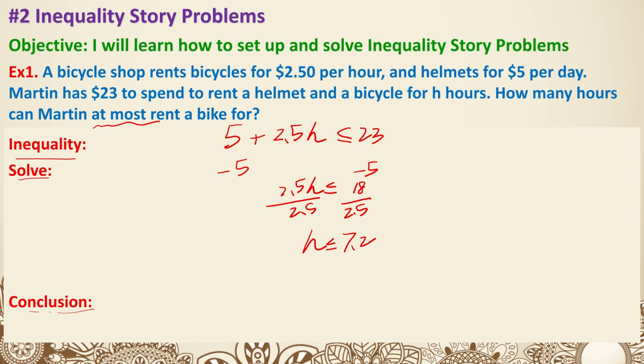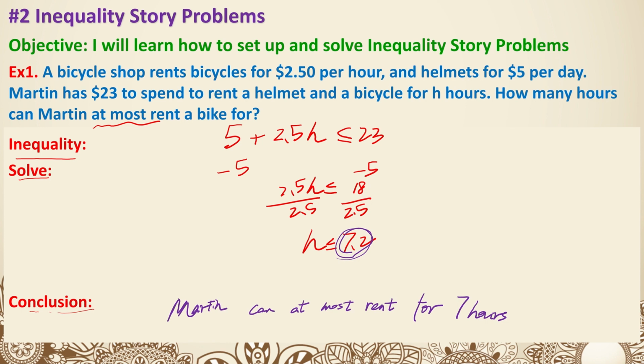Even if you rent it for 2 hours and you bring it back 2 hours and 25 minutes later, you're going to have to pay for that extra hour. So in this case, we have to use a whole number. h is less than or equal to 7.2. The whole number that would actually make this work, a whole number that is smaller than 7.2, is going to be 7. So Martin can at most rent for 7 hours.